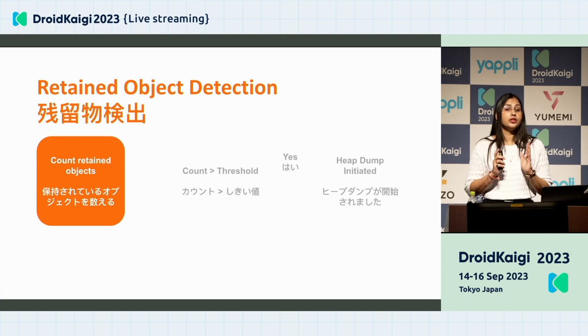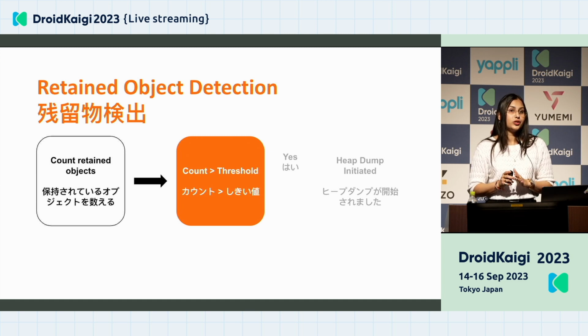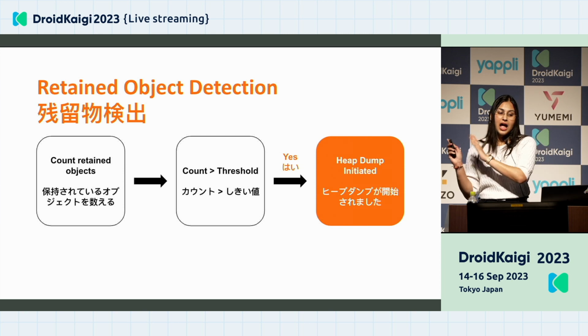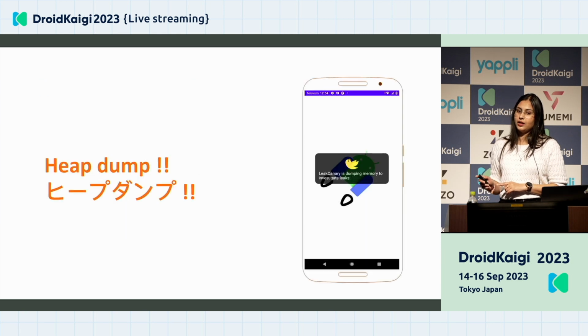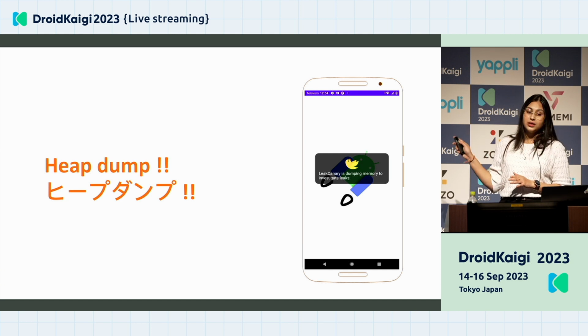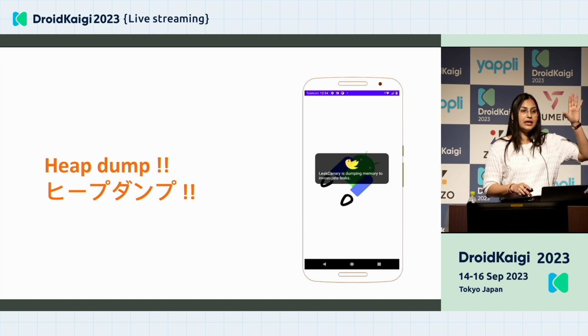LeakCanary keeps the count of the number of retained objects. It waits till the count of retained objects reaches a threshold. This threshold value is 5 when the app is in the foreground, and it automatically sets to 1 when the app goes into the background. And as soon as the count crosses the threshold, a heap dump is triggered. I guess this particular toast is known to most of you. When the count of the retained objects crosses the threshold, LeakCanary dumps the entire Java heap into a .hprof file.